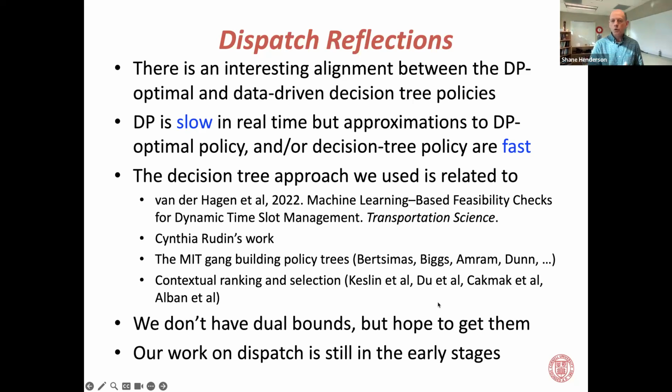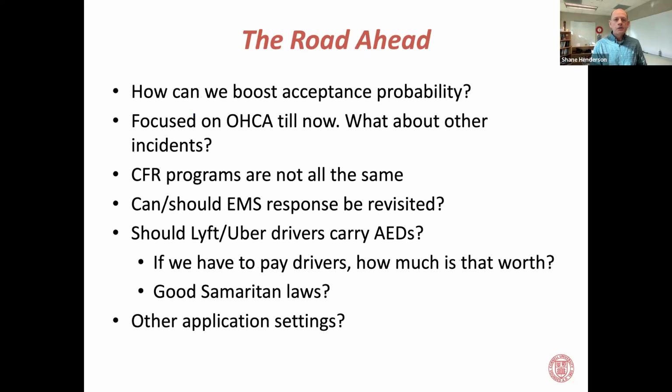I mentioned we don't have dual bounds, but we want to get them. And we're still getting going on this dispatch work. But it seems to be of great interest to the folks who design these apps. Some other things we would like to do is figure out how we can boost that acceptance probability, because that's basically like increasing the number of volunteers you have. We may not be the right people to answer that question, but we want to at least think about it. What happens if you dispatch to other kinds of incidents?